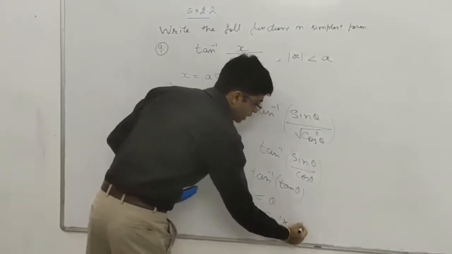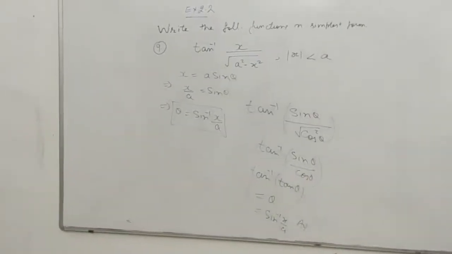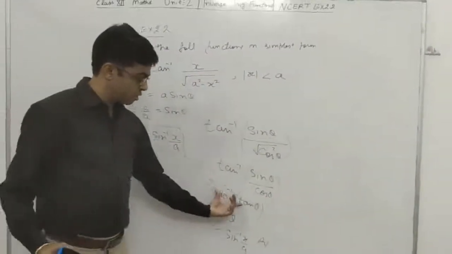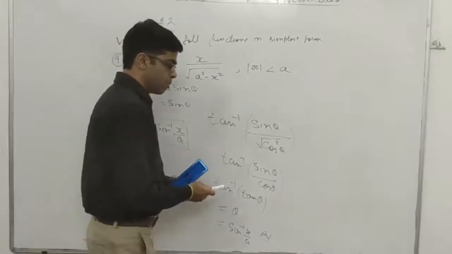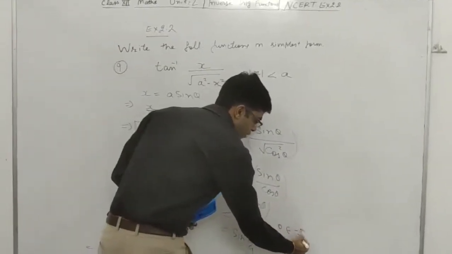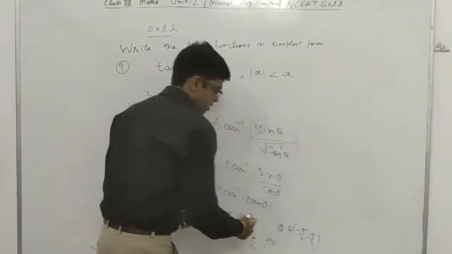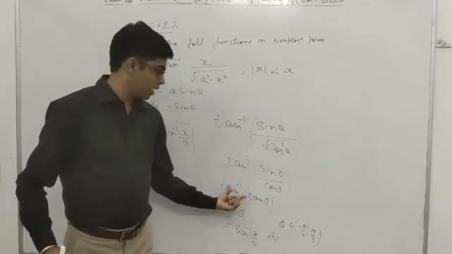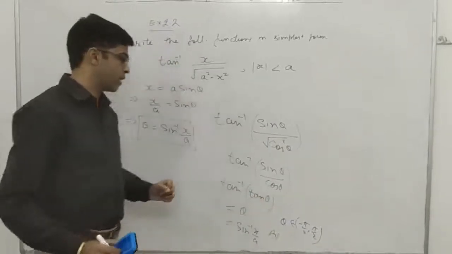What we have to check? We have to check the validity of this. Now we have to check the validity, because we cannot write this as theta if our theta does not belong to minus pi by 2 to pi by 2. Our theta should belong to this interval. This is the principal range of the tan inverse function and the domain for the simple trigonometric function.